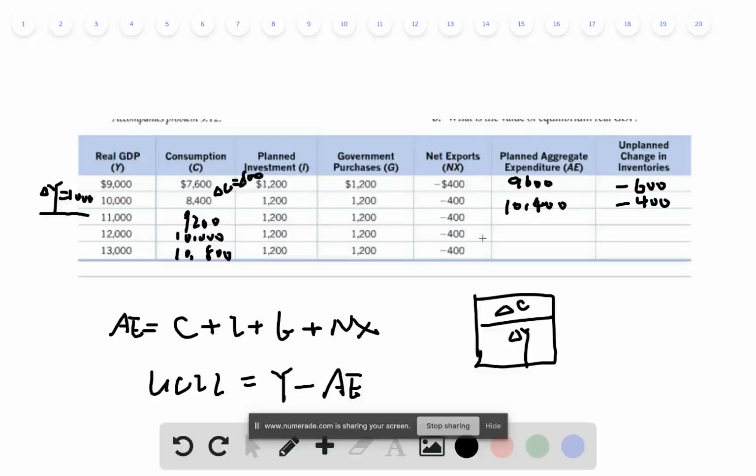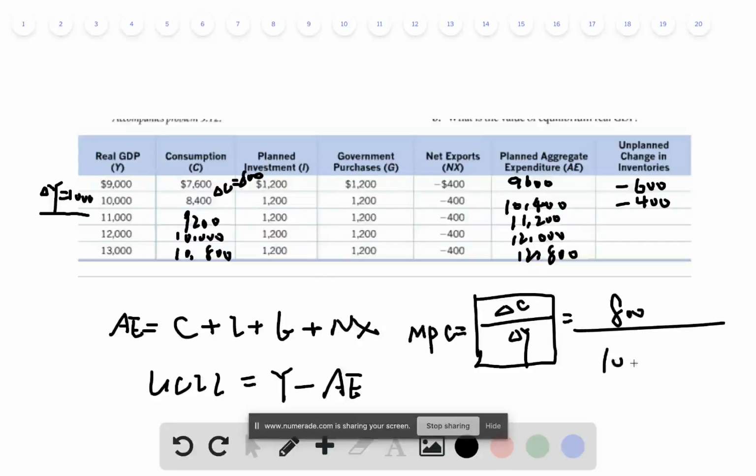Okay, so we get the consumption here, and if we sum them up, we get the aggregate expenditure. If you do the calculation, this one should be 11,200, and this one should be 12,000, and this one should be 12,800. Okay, in addition, the marginal propensity to consume equals the change in consumption over the change in real GDP. The change in consumption we have seen is 800, and the change in real GDP is 8,000. So basically, the marginal propensity to consume is 0.8.